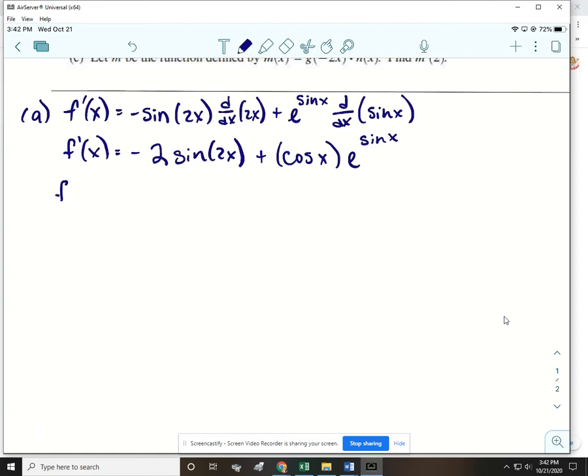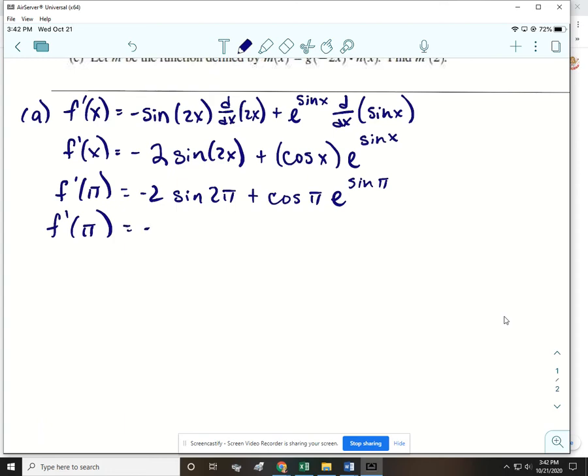Okay, so we need this slope when x is pi, so we'll stick in pi. All right, the sine of 2 pi is 0. The cosine of pi is -1. The sine of pi is 0. And then we are going to have 0, and then e to the 0 is 1. So 0 plus -1 is -1.